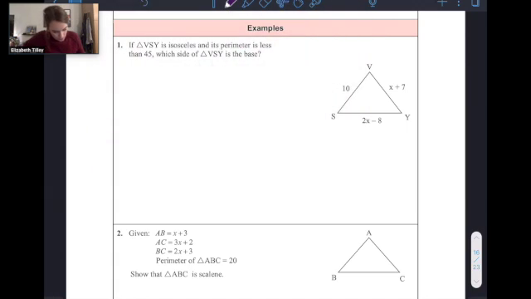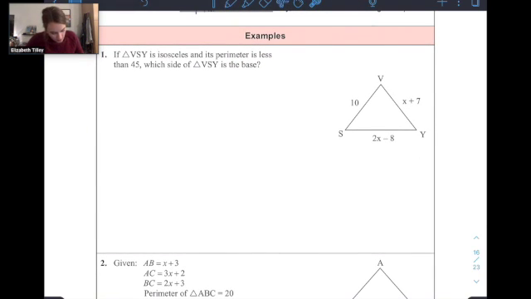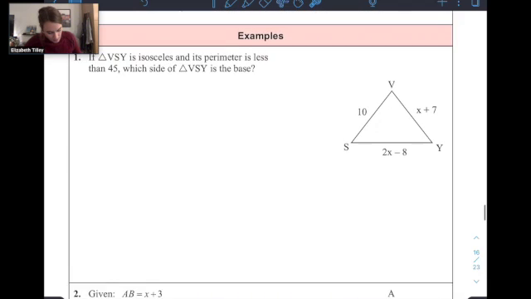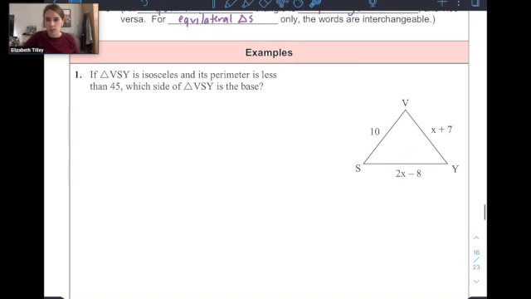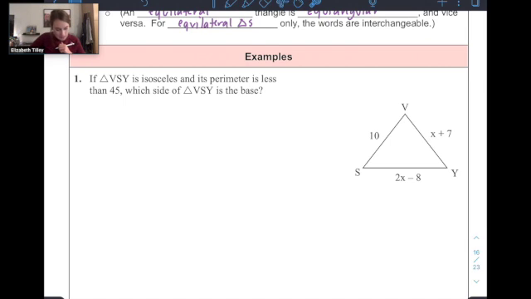Okay, so let's look here. This problem here is telling me that VSY is isosceles. This means that two of these sides are going to be congruent to each other, and its perimeter is less than 45. It's asking which side of VSY is the base. So if VSY is isosceles and its perimeter is less than 45, which side of VSY is the base? All right, so the question itself indicates for us that we do not know which side is the base, so that means I don't know which sides are going to be congruent.